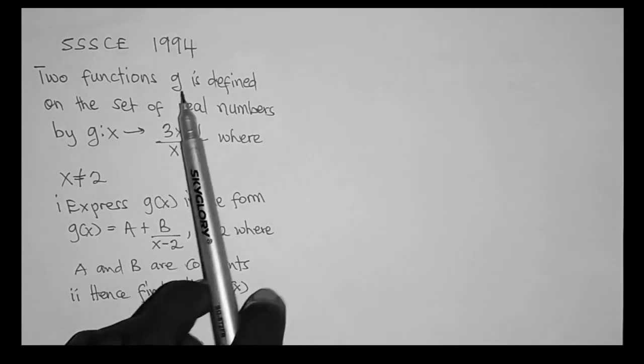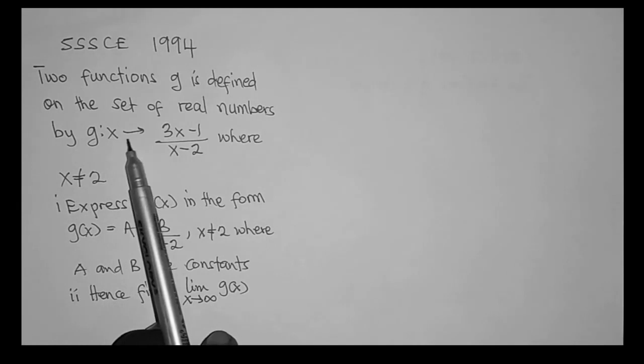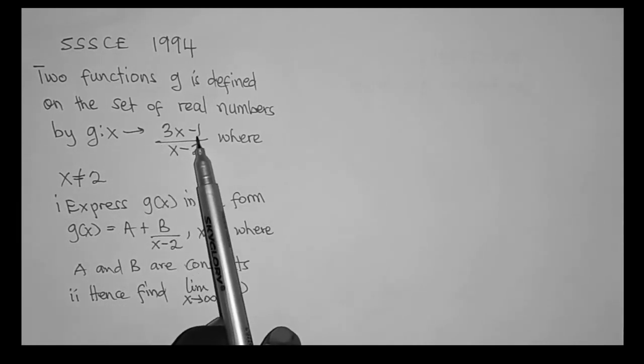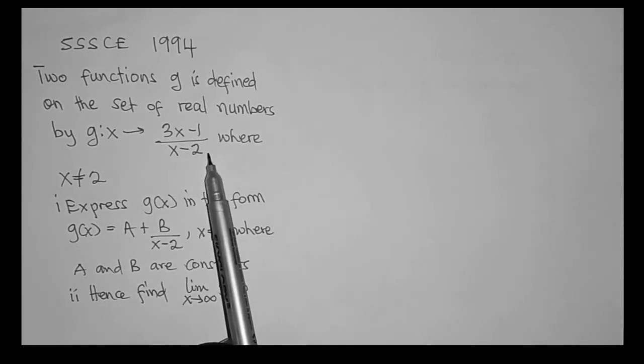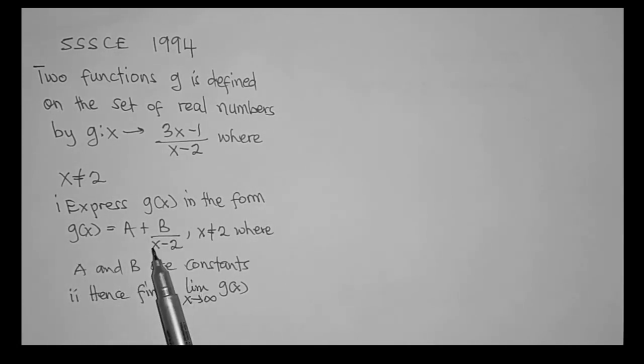Two functions. g is defined on the set of real numbers by g such that x maps onto 3x minus 1 divided by x minus 2, where x is not equal to 2. Express g of x in the form g of x equals a plus b over x minus 2, where x is not equal to 2, and where a and b are constants. And then hence find the limit of g of x as x approaches infinity.